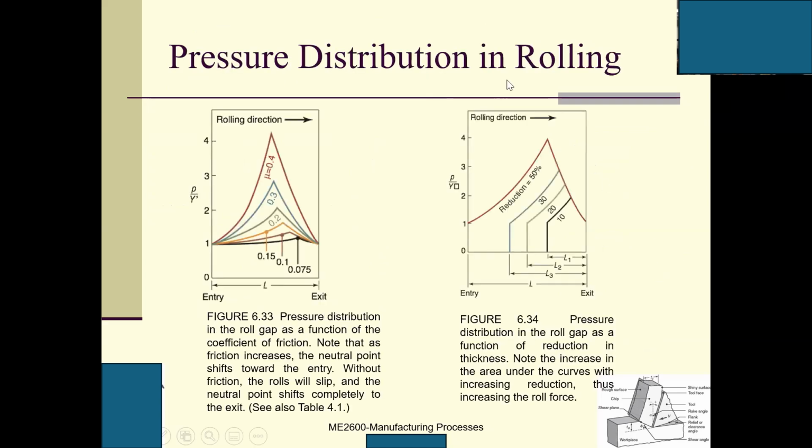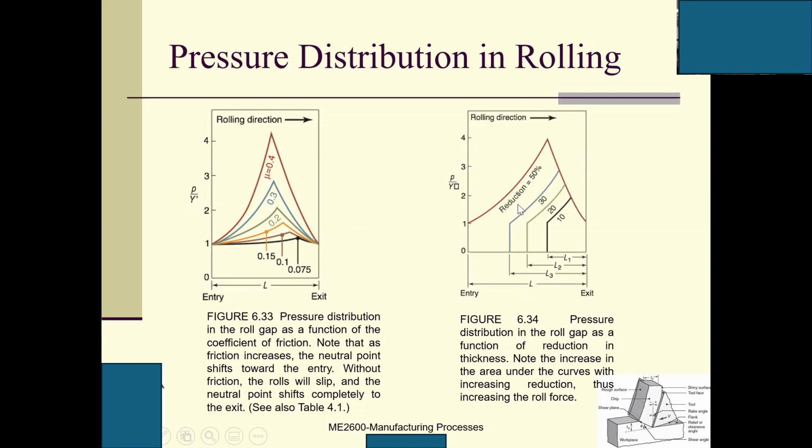And the pressure distribution in the rolling. So this is entry, this is exit, this is the length between the entry and exit, and this is the rolling condition. Based on different frictional coefficients, you will have different pressure distributions. So here is a normalized pressure distribution, p divided by Y, where Y is the yield strength. Here is the pressure distribution in a roll gap as a function of reduction in the thickness.